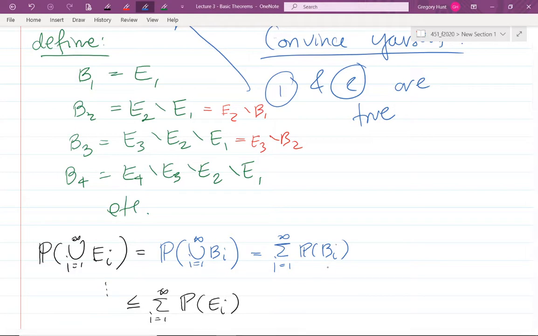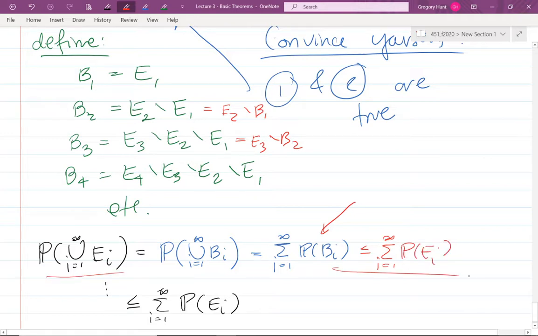And to make the last point, which is to say that basically we want to claim that this is less than or equal to the sum of the E sub I. If I could show that, then my whole statement is true. The result I want is true.